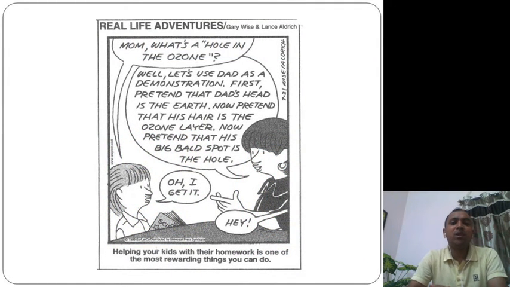In 1996, you can see a big ozone hole has appeared over the Earth's surface. Now this is a comic where you can see a conversation between a mother and a kid, where the kid is asking the mother what an ozone hole is, and the mother is explaining it with the help of dad's head. She says dad's head is the Earth. Now pretend that his hair is the ozone layer. Now pretend that the big bald spot is the hole. So in a very funny way, the mom is trying to explain the ozone hole.